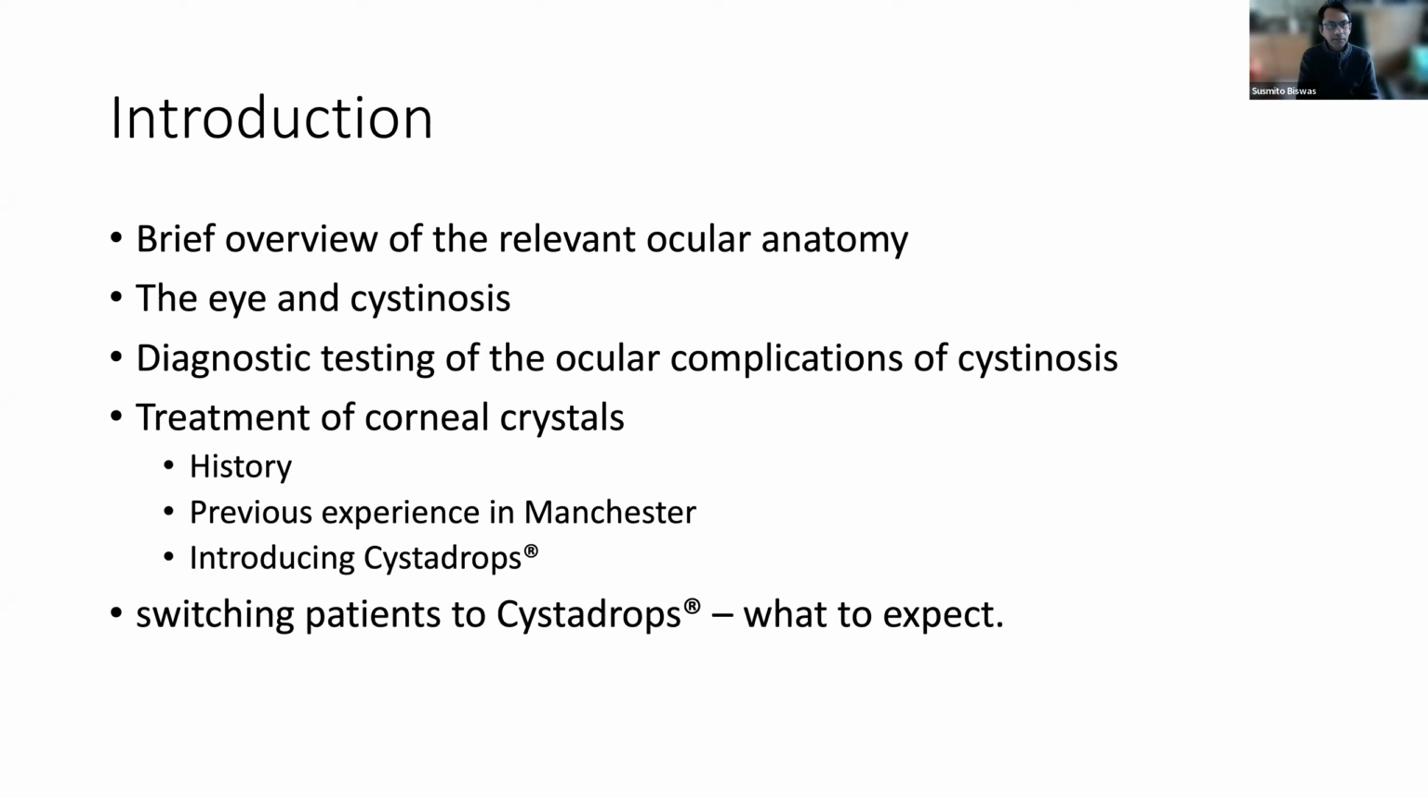I'm just going to give a brief overview of the relevant ocular anatomy because some people may be less familiar with all that. So hopefully that will be helpful. And then we'll talk about the eye and its involvement with cystinosis in a little bit more detail. I'll spend a little time talking about the diagnostic tests that can be done to assess the impact of cystinosis on the eye. And then we'll talk about the treatment of the corneal crystals that develop in cystinosis, just going a little bit back into the history, our experience so far in Manchester.